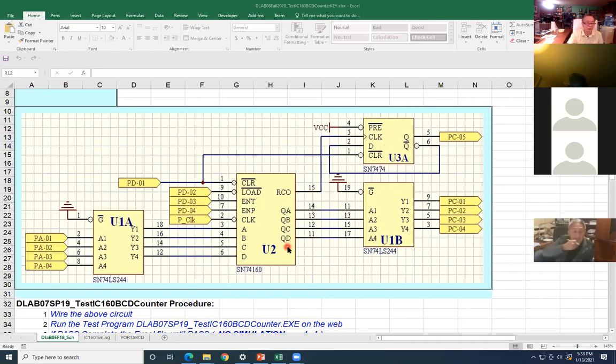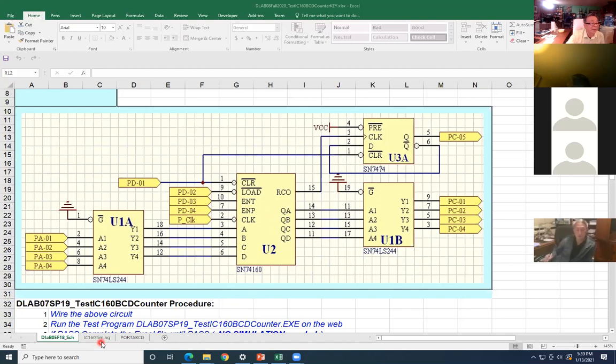Last one, U2. U2 is what we call a BCD counter, binary coded decimal. Okay, that means it is binary, but it works exactly like decimal. And decimal only goes from 0 up to 9. It cannot go to number 10. BCD doesn't have a number 10, 0 to 9 only. Okay, and this is a BCD counter, and we can see how it works.